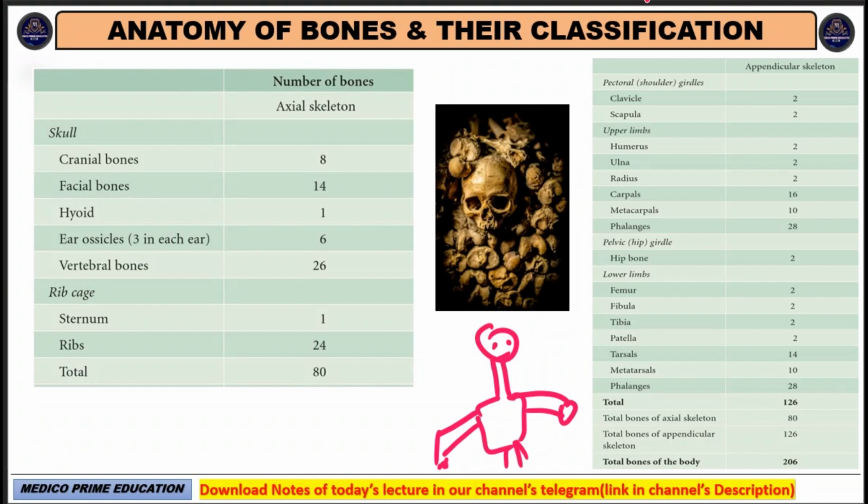So you know how many total bones are in our body? You can say 206 bones in our body. So these are all the bones here.